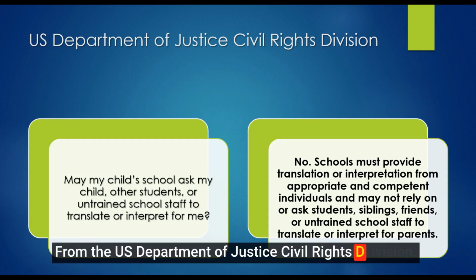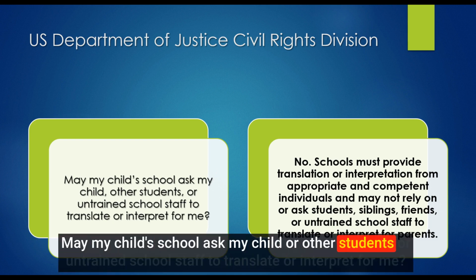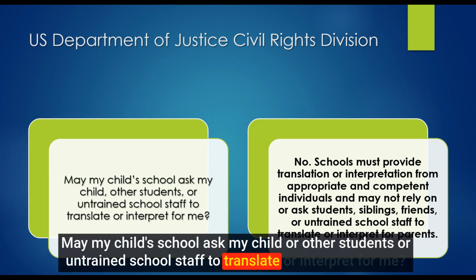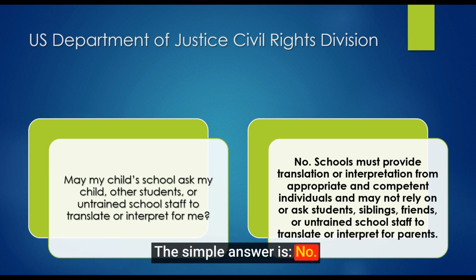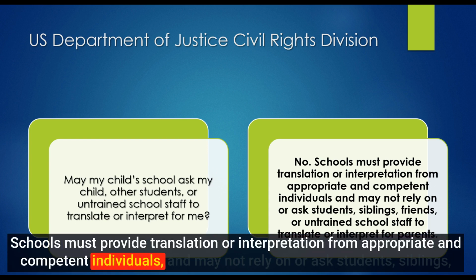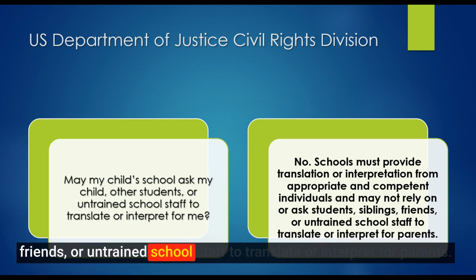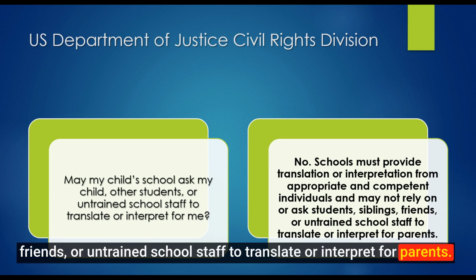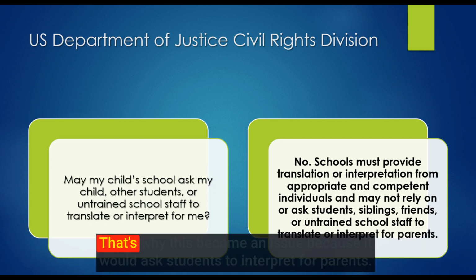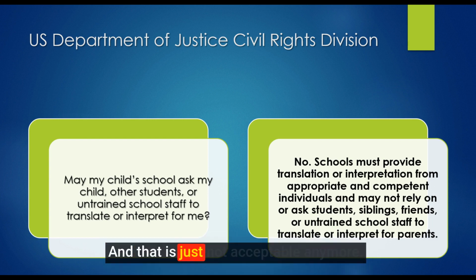From the U.S. Department of Justice Civil Rights Division, may my child's school ask my child or other students or untrained school staff to translate or interpret for me? The simple answer is no. Schools must provide translation or interpretation from appropriate and competent individuals and may not rely on or ask students, siblings, friends, or untrained school staff to translate or interpret for parents. And in the olden days, this used to happen. That's why this became an issue, because they would ask students to interpret for parents, and that is just not acceptable anymore. There's an exception to this, and we'll talk about that in just a moment.